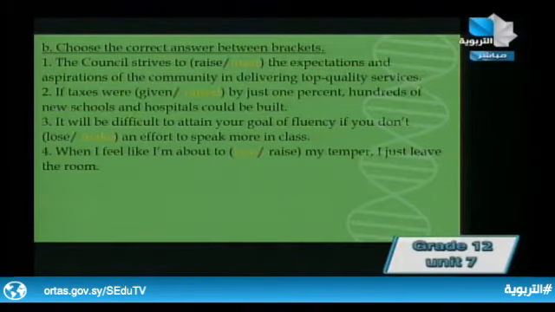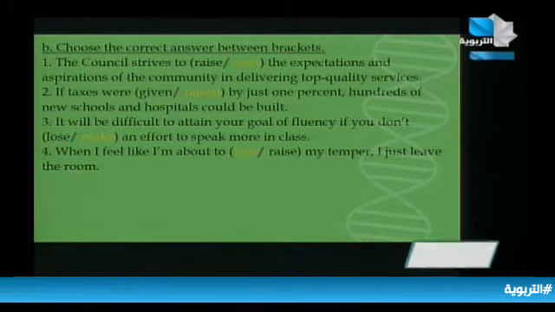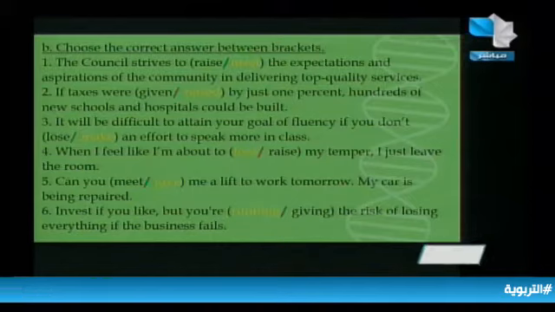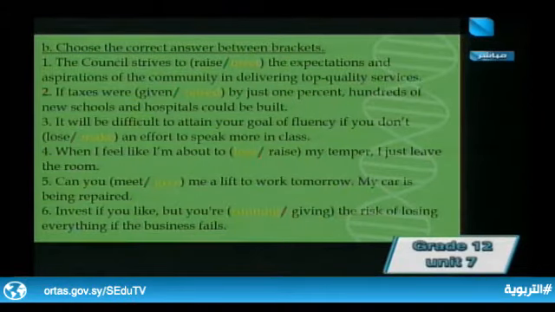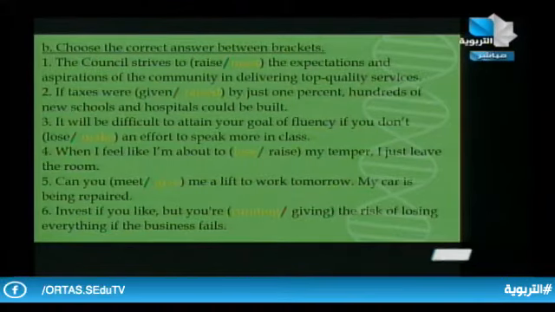Number 4, when I feel like I'm about to lose or raise my temper, I just leave the room. Here the correct answer is lose my temper. Number 5, can you meet or give me a lift to work tomorrow? My car is being repaired. The correct answer here is give me a lift. Number 6, invest if you like, but you are running or giving the risk of losing everything if the business fails. Here the correct answer is running the risk.